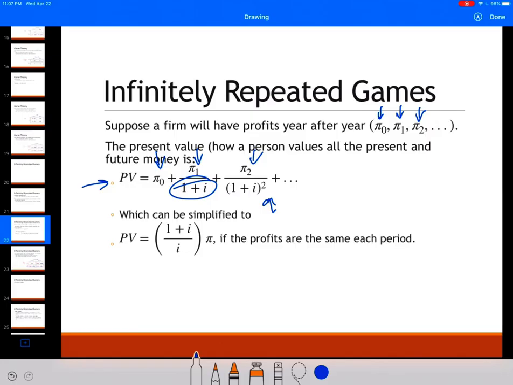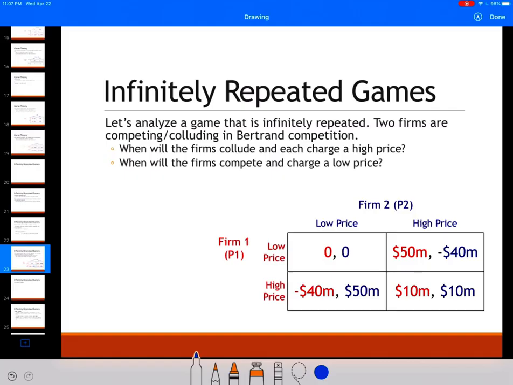Now, mathematically, this is an infinite sum. It turns out you can use some nice mathematical properties, and this whole equation simplifies to this: the present value is 1 plus the interest rate divided by the interest rate times the profit that the firms get each period, okay? So this is the equation we can use to work through and solve these problems, okay? So let's take a look at this problem.